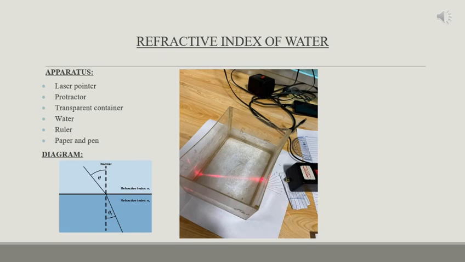The next photo you can see is our live setup. As you can see, we have the laser pointer positioned to shine a beam at the surface of the water in the transparent container. We have set up a protractor to measure the angle of incidence and refraction. With this arrangement, we can accurately determine the necessary angles to calculate the refractive index of water.